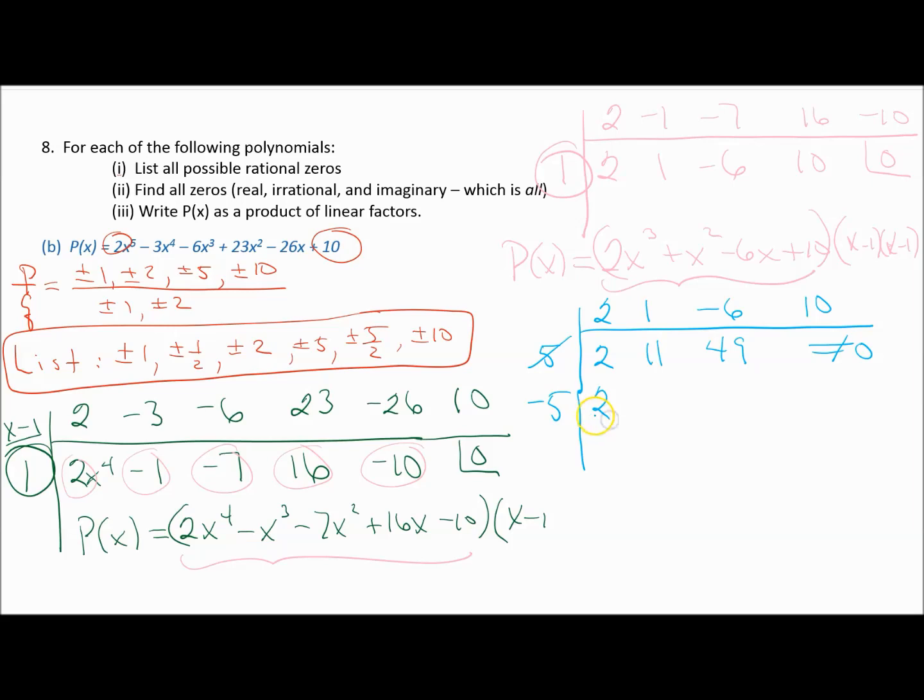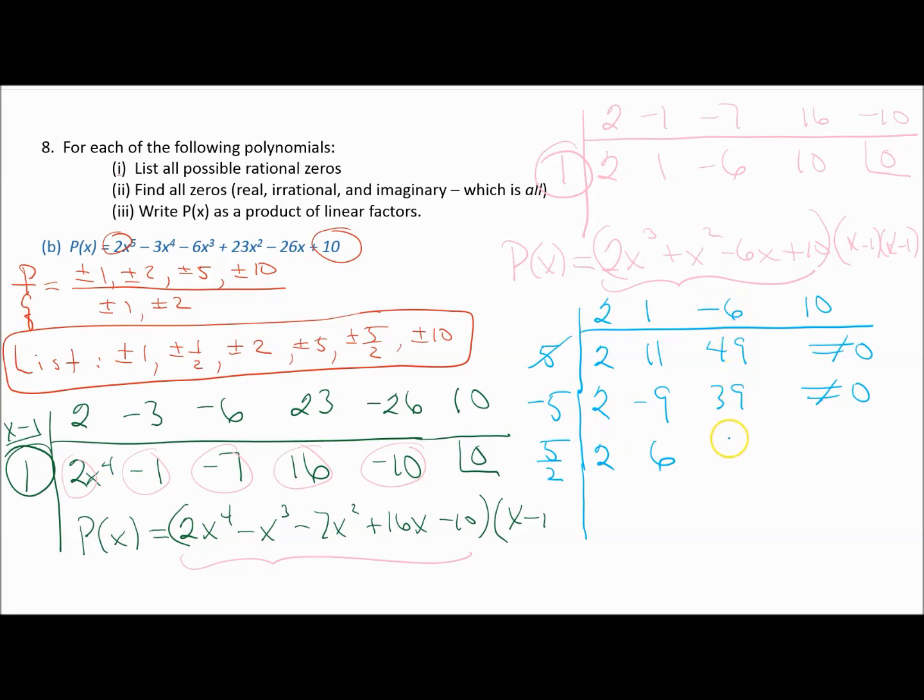2 comes down. Negative 5 times 2 is negative 10, plus 1 is negative 9. Negative 5 times negative 9 is 45, plus negative 6 is 39. Negative 5 times 39 added to 10 is not 0. That's what I know. All right, we're going to move on to positive 5 halves. So 2 comes down. Now, 5 halves times 2, the 2's cancel. It's going to give you 5. 5 plus 1 is 6. 5 halves times 6, the 2 and 6 cancel to give you 3 times 5 is 15.